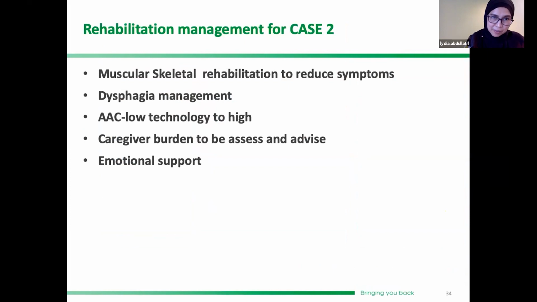So for this patient, we need a little bit more management. We need to look into the musculoskeletal rehabilitation. We need to already start the dysphagia management, introduce him to low technology of AAC. Definitely need to already assess and advise carer and provide as much emotional support as we can.